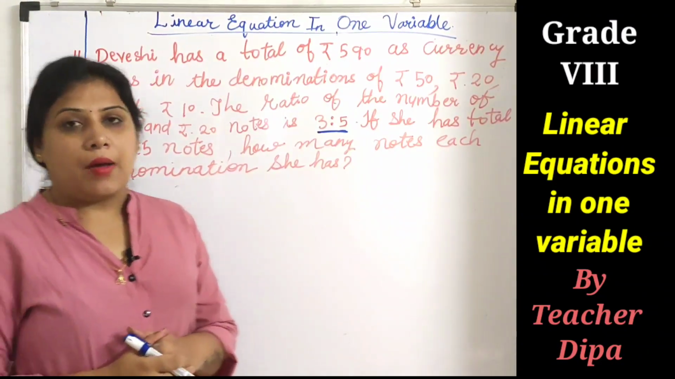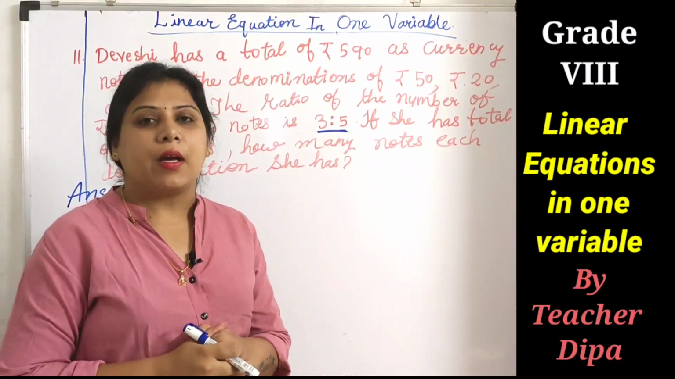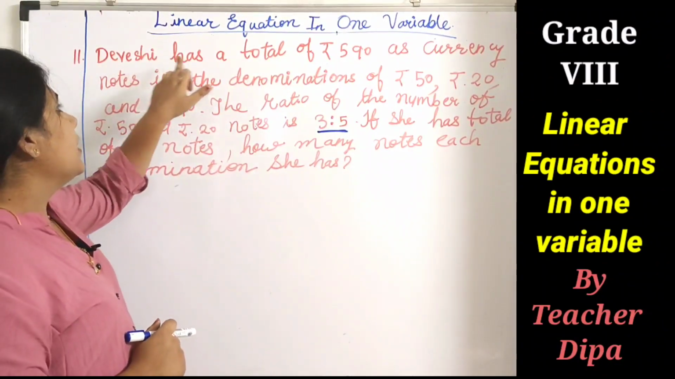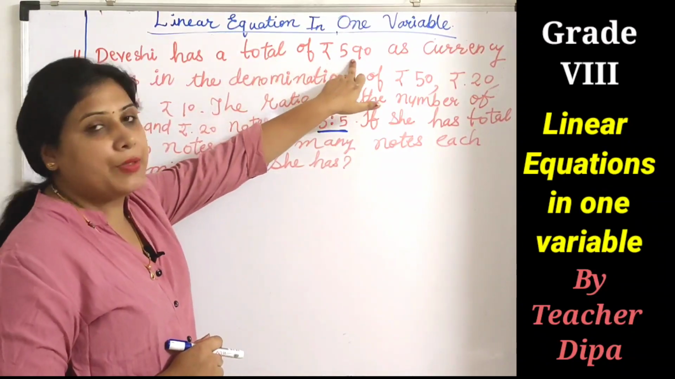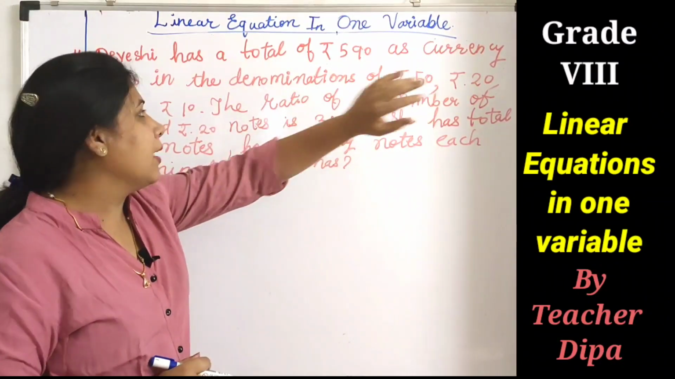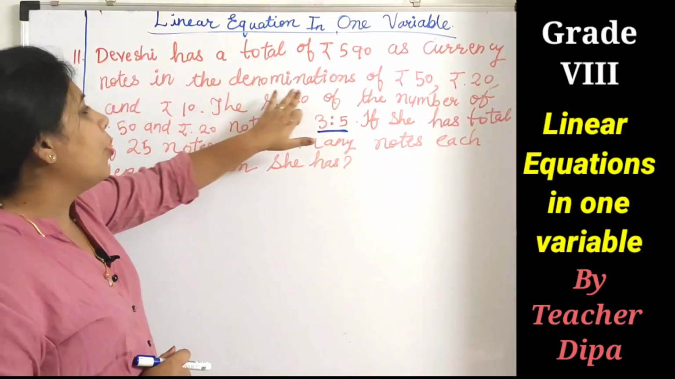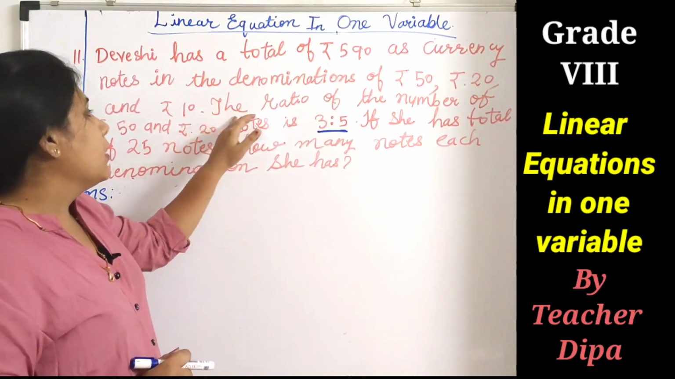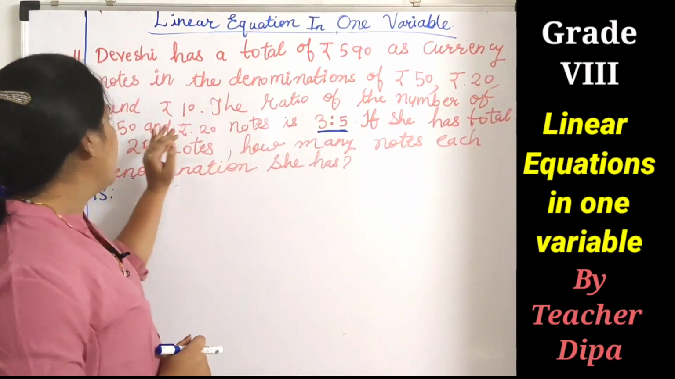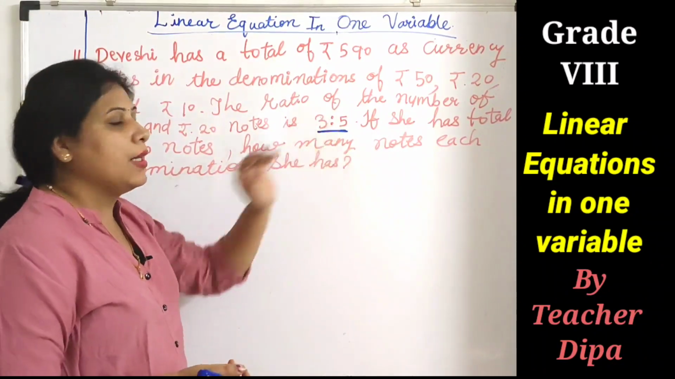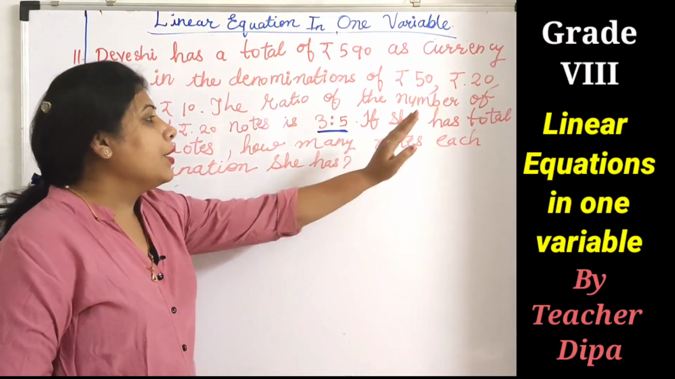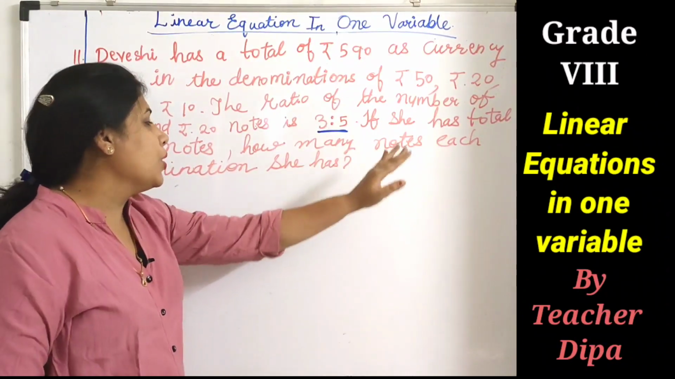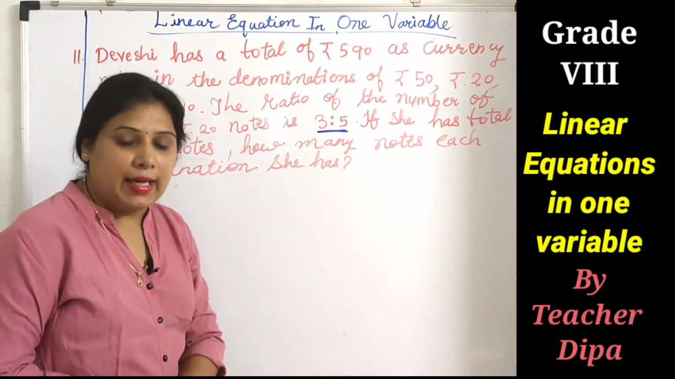The next sum from your book, that is solved sum, that is question number 11. That is, Devishi has a total of rupees 590 as currency notes in the denomination of rupees 50, rupees 20 and rupees 10. The ratio of the number of 50 and 20 notes is 3:5. If she has a total number of 25 notes, how many notes of each denomination does she have?